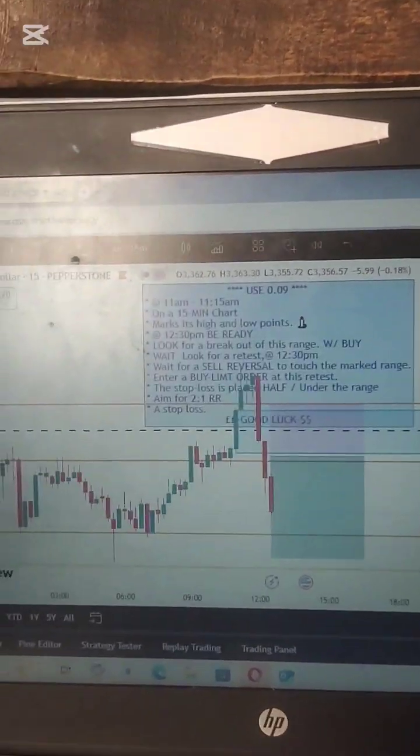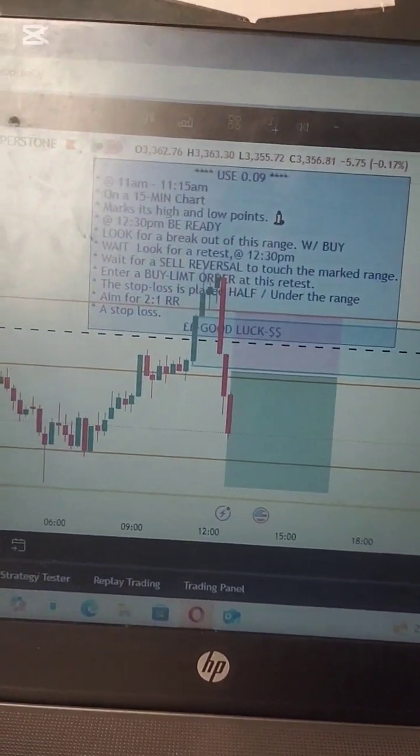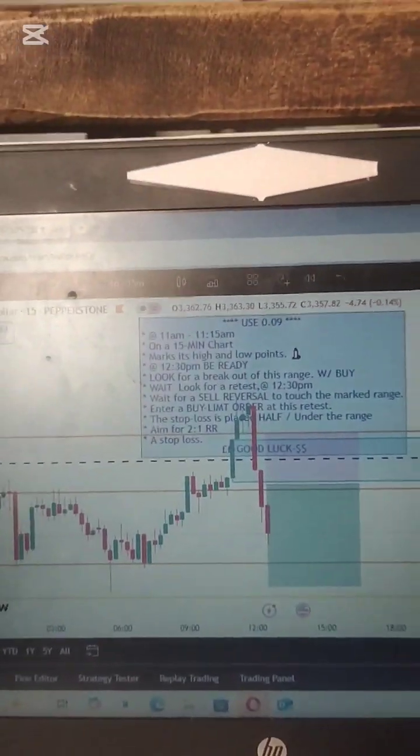And yeah, so now we are going to look for our break and retest strategy. Yes, don't worry, this was 0.09. That was when I was using a 6K account, but now I'm using a 25K account. I'm using 0.18 lot size.